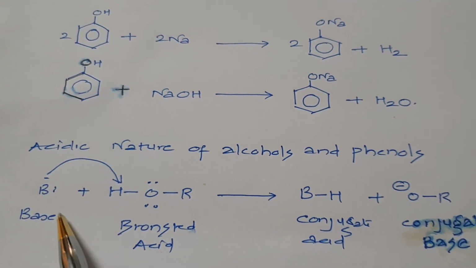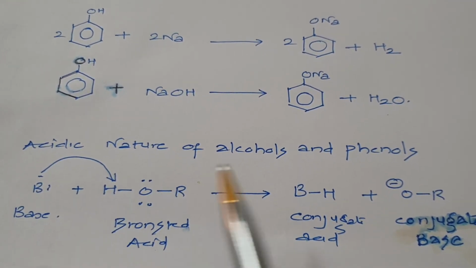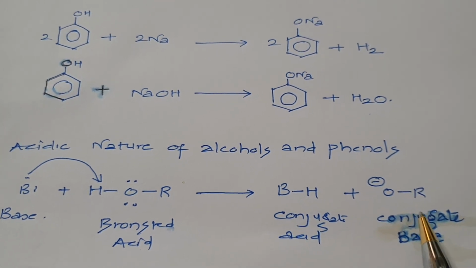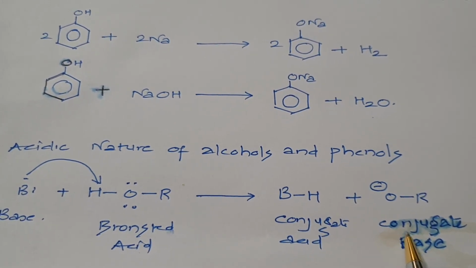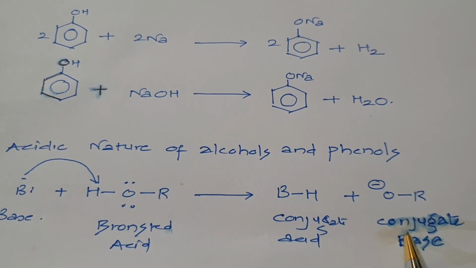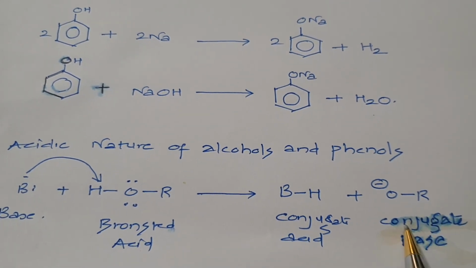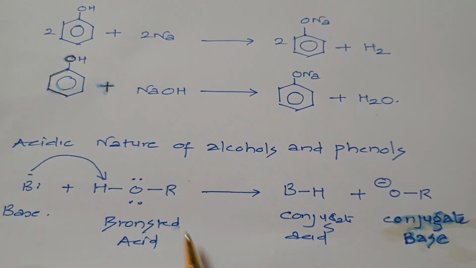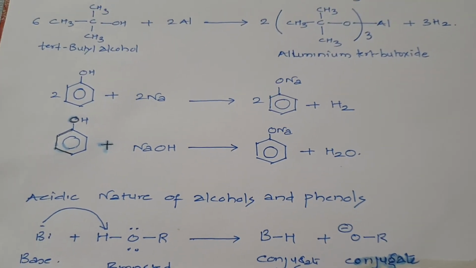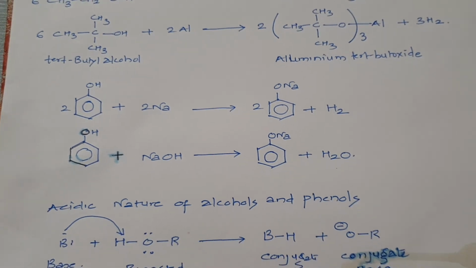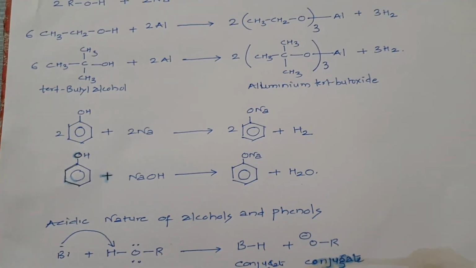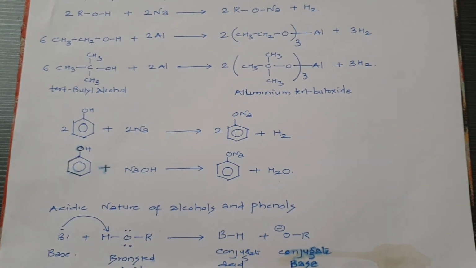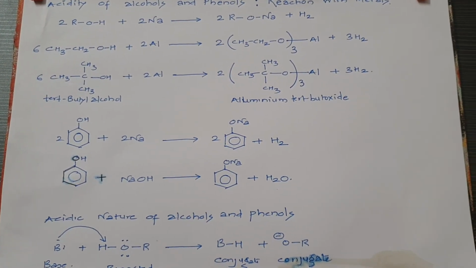Let us take the base as sodium hydroxide. In that case, it is going to form water over here and will form sodium alkoxide as its byproduct, which is nothing but the conjugate base of our acid, that is, our alcohol. So here is the set of reactions in which we understand the acidic nature of alcohols as well as phenols.